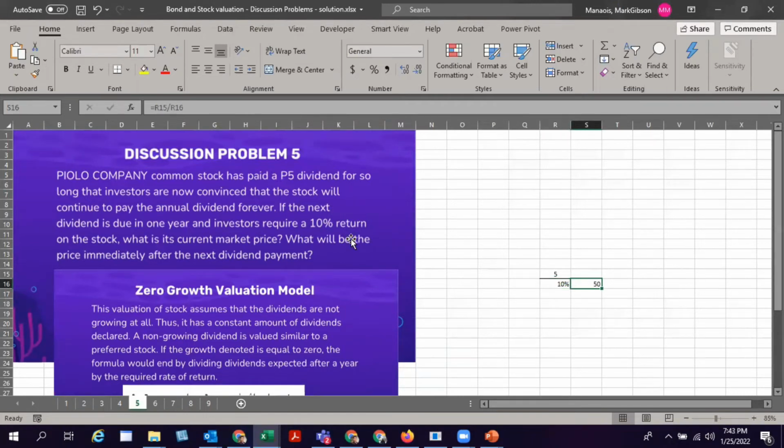This is a bit tricky, class, but remember under the zero growth valuation model, the dividend this period will also be the same dividend for the succeeding periods. That's why it says here that they are now convinced that the stock will continue to pay an annual dividend forever. So meaning constant, not changing. So therefore, the answer is also 50 pesos.